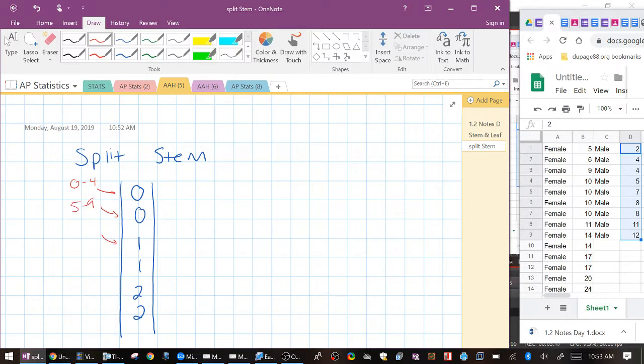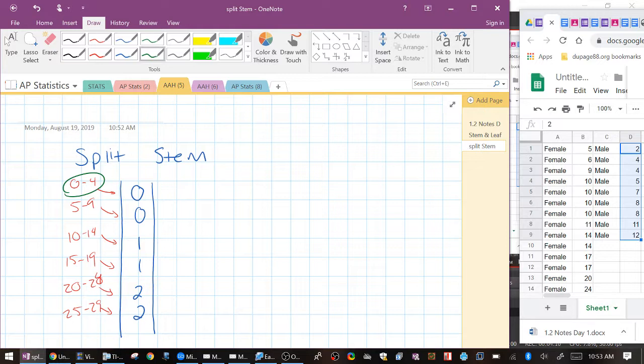This 1 would represent 10 through 14. This one would be 15 through 19. Okay, the first 2 would be 20 through 24, and the last 2 would finish it off from 25 up to 29. Same exact approach, you just split it so you get a little bit better idea of where all the numbers are. I'm going to really quickly go through these.